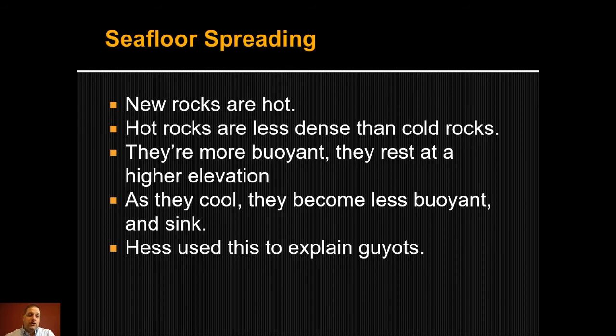So the new rocks are also very hot. They're less dense than the colder rocks, so they're more buoyant, so they sit higher on top of the mantle. They're very buoyant. They're like styrofoam. So they sit high in the water. Whereas the other rocks are very dense and they might sit lower in the water in the mantle, just like a piece of wood sits lower in the water than styrofoam. And so this explained the seafloor topography, and it also explained things like the geodes.